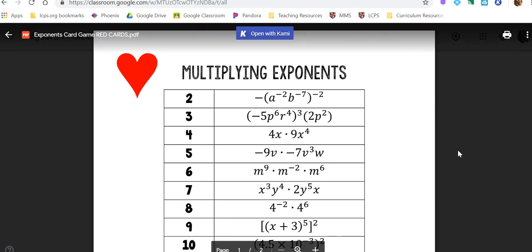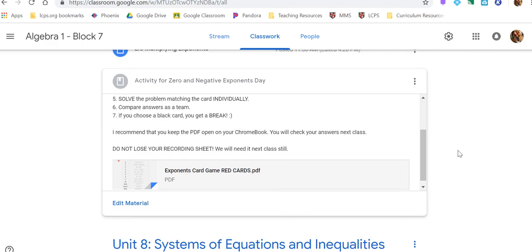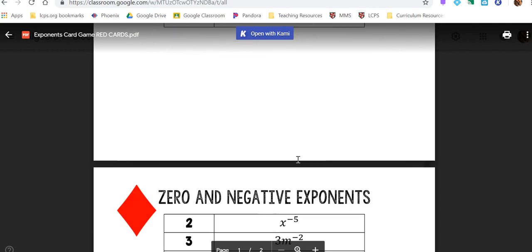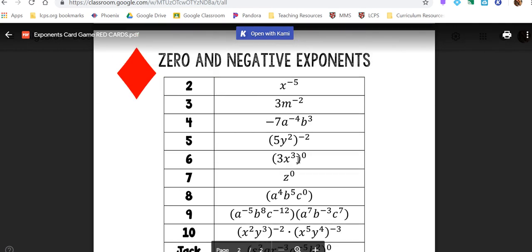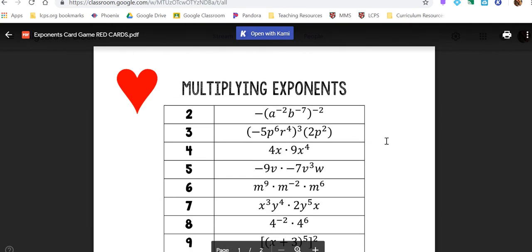Then, once everyone in your group is done, you flip over the next card, and you keep doing that until you are answering every single one of these questions or until the end of class. If you get a black card today, you're just skipping it. It's kind of like a little break. You can high five each other or something like that if you want to. But next class, we'll be checking the answers from the ones you complete today, and then we'll be adding in the black cards.